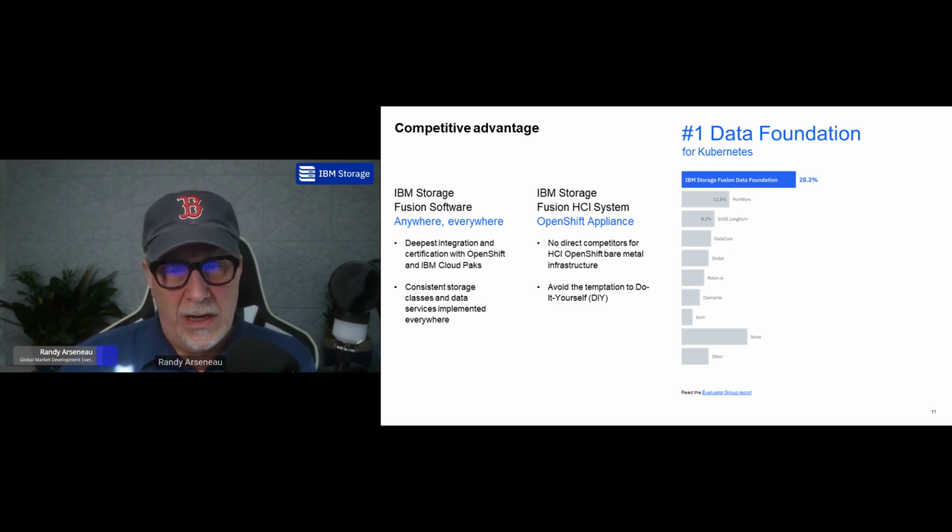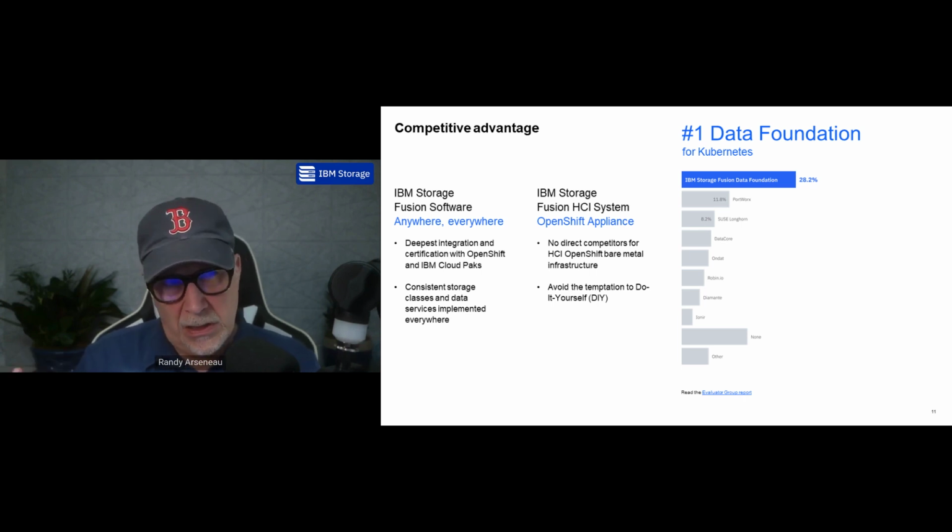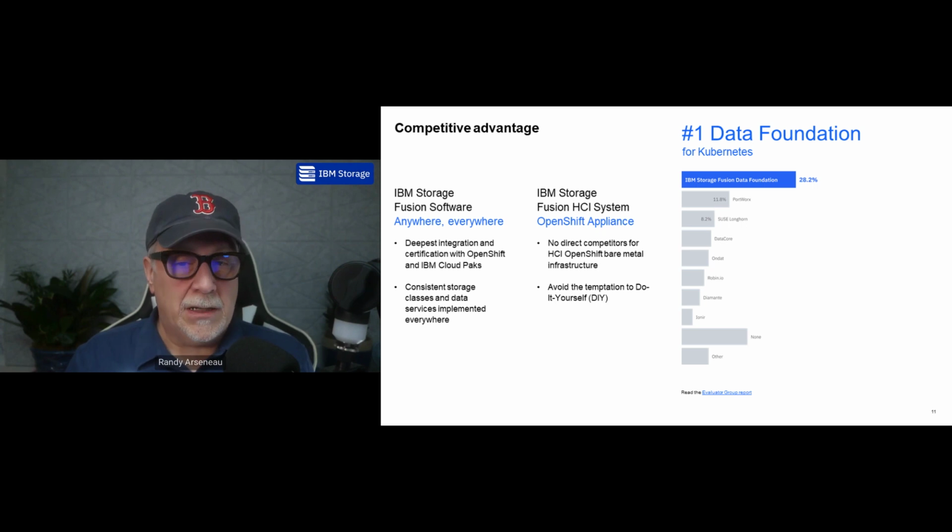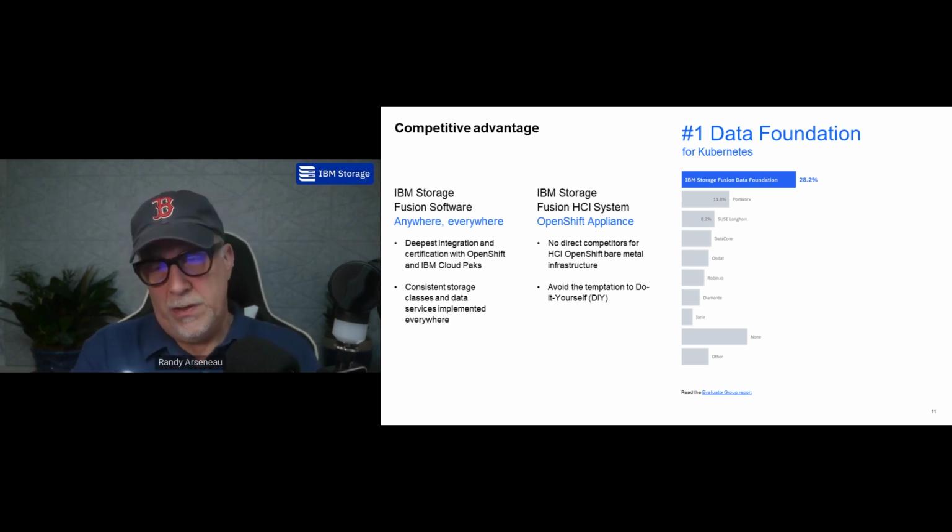The competitive advantages we have: there was a survey published by Evaluator Group recently where they surveyed about 1,000-ish global companies and asked them to report on some of the characteristics of their containerization environment. And it turned out that the number one most deployed data services solution for Kubernetes is, in fact, Fusion Data Foundation, which had previously been known as OpenShift Data Foundation.